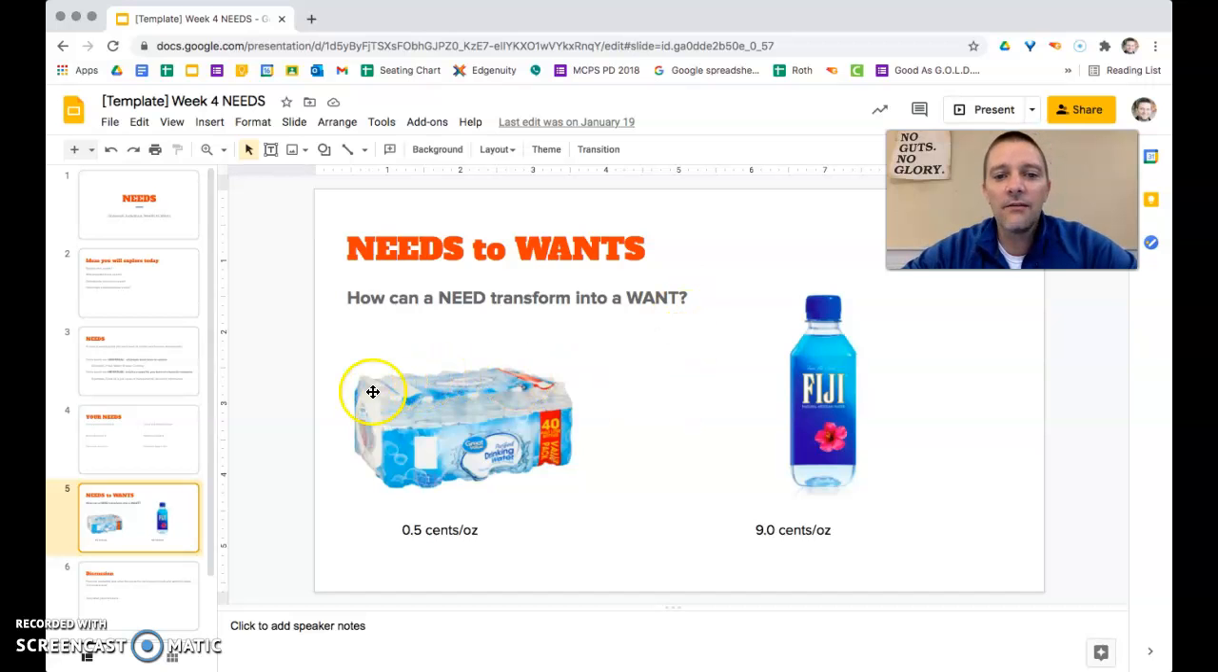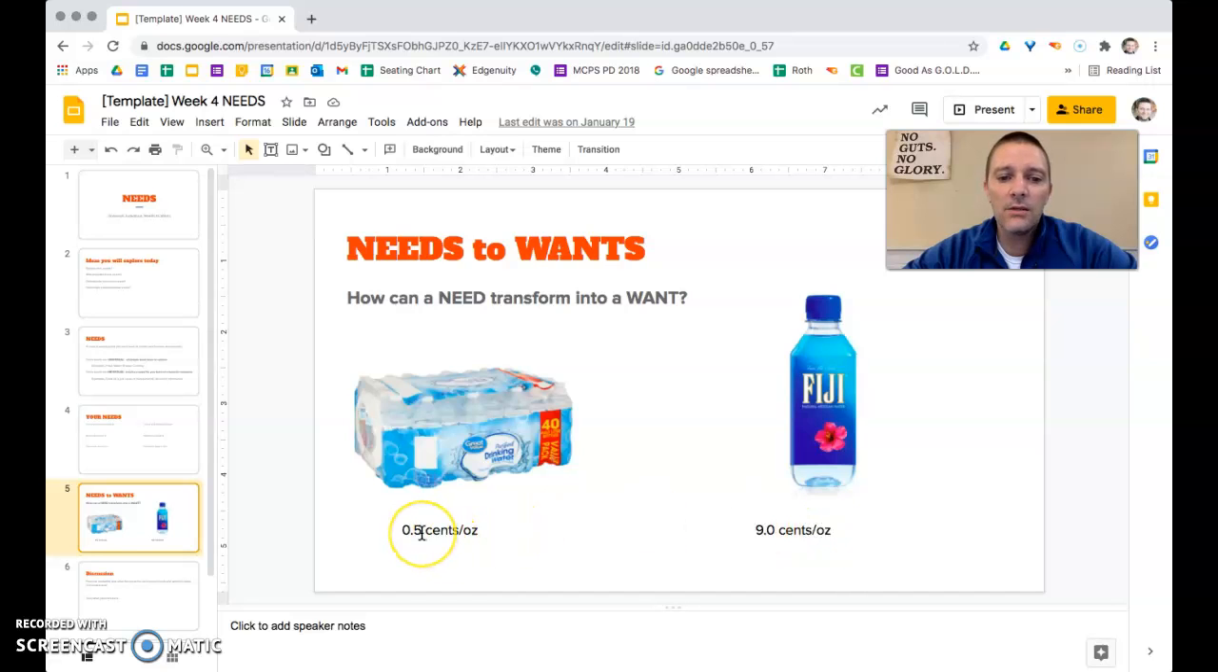So what I've got here is an example. We have to have water to survive. We know this. So here I have two examples of bottled water. When we buy water, we're trying to supply that need that we have for water to survive. So here we've got bottles of water, and this pack sells for about half a cent per ounce. So every ounce of water in this is about half a cent. Fiji water, and this is also the price of a large pack when I was checking. It's not just the one bottle, but the picture there is. But it's 9 cents an ounce.